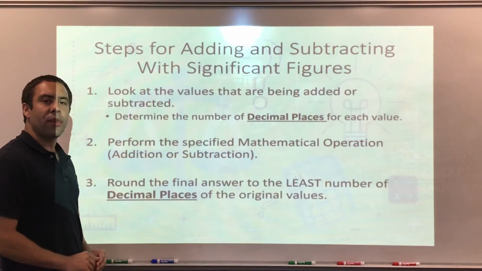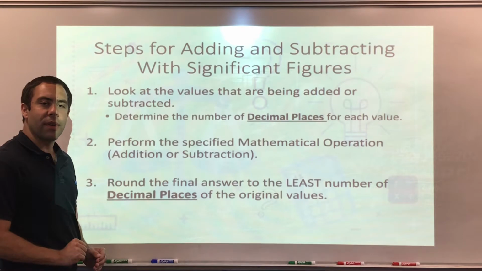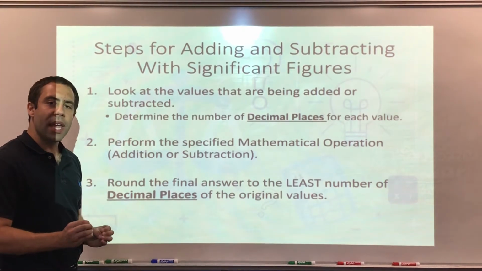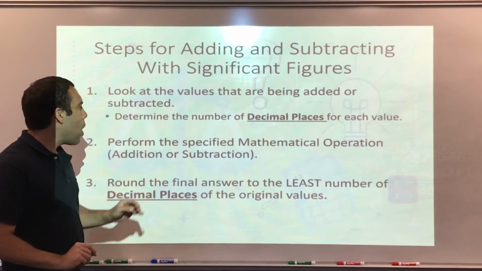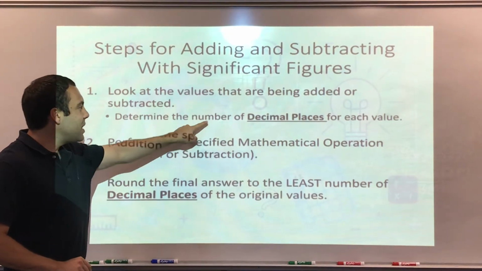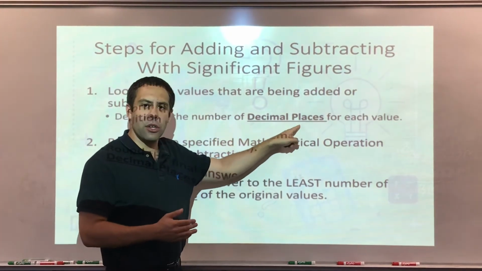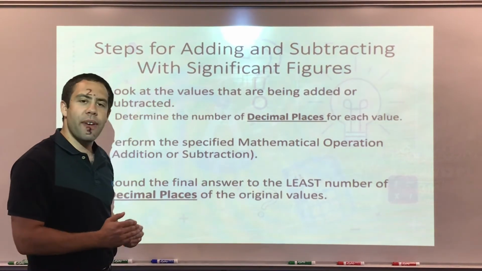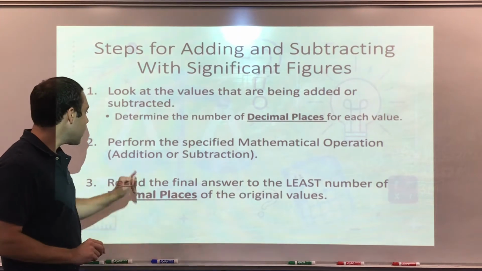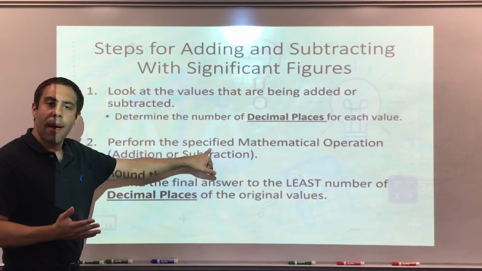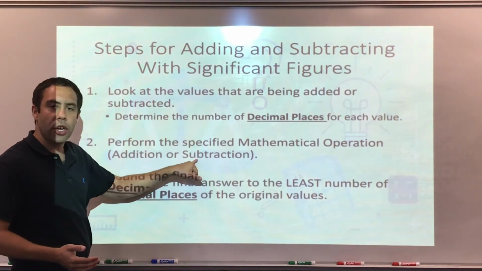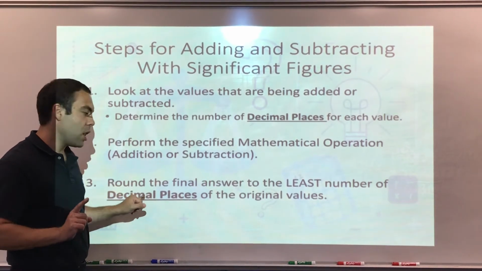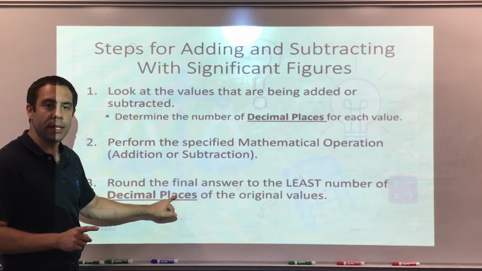Here are some steps for adding and subtracting with significant figures. Step 1, we're going to look at the values that are being added or subtracted. Now, we are going to determine the number of decimal places for each value, so how many spots after the decimal point each of the original values has. Step 2, we're going to perform the mathematical operation, either addition or subtraction. And then third, we're going to round the final answer to the least number of decimal places.